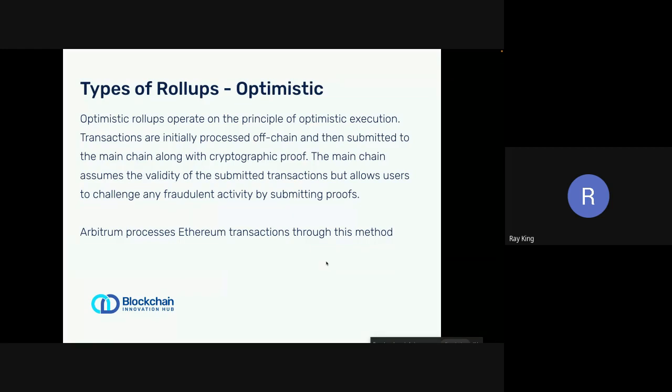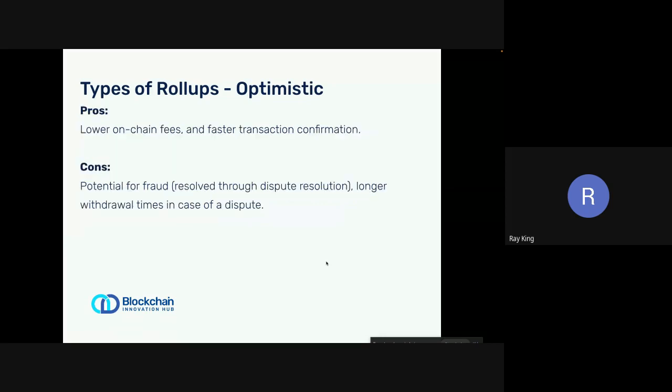So that's optimistic rollup. What are the pros and the cons? What are the advantages and disadvantages of optimistic rollups? The first one is lower on-chain fees. That is, you get to pay less in fees compared to how you would normally.